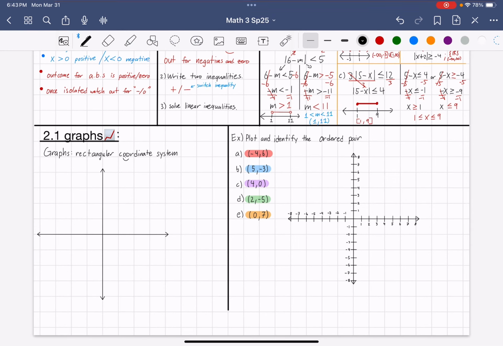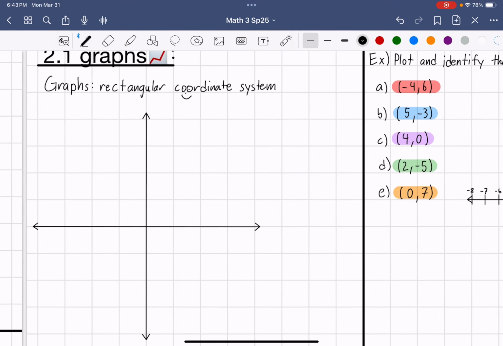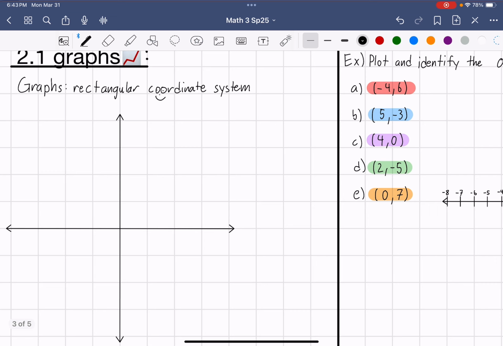Looking at 2.1, it's going to be dealing with graphs. Before we jump into things about graphs, just want to recall some terminology.